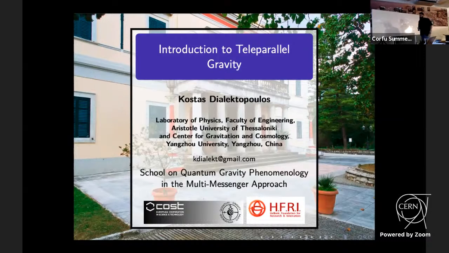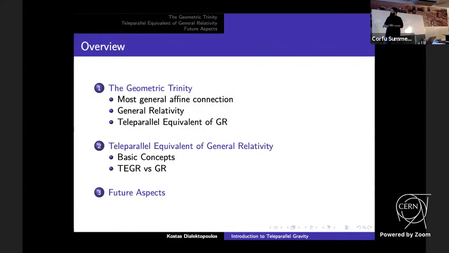Yeah, thank you. So I'd like to thank a lot the organizers for giving me the opportunity to give this talk and for hosting us at this great school. I know that in the program it says developments in teleparallel gravity, but I thought, why talk about developments if not many people know what teleparallel gravity is? So I decided to do an introduction to teleparallel gravity. I'm Konstantinos Dialektopoulos and I'm a postdoc at the Aristotle University in Thessaloniki.